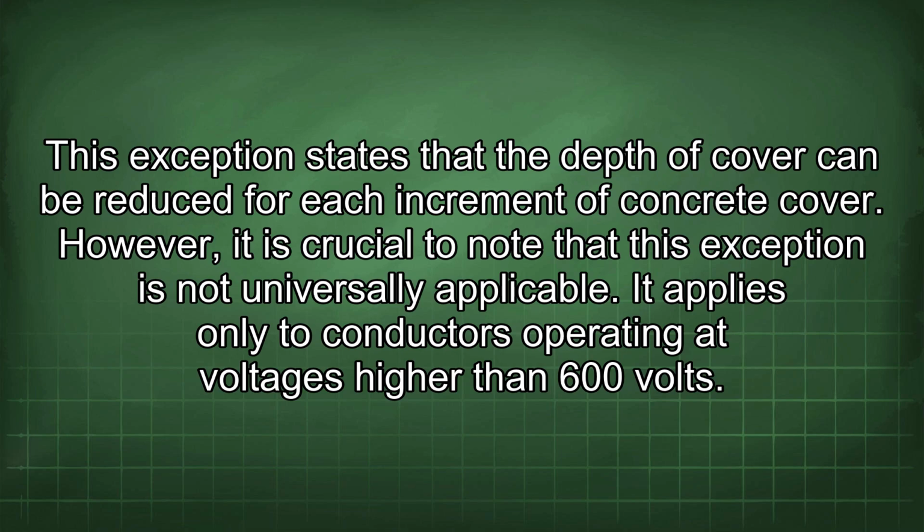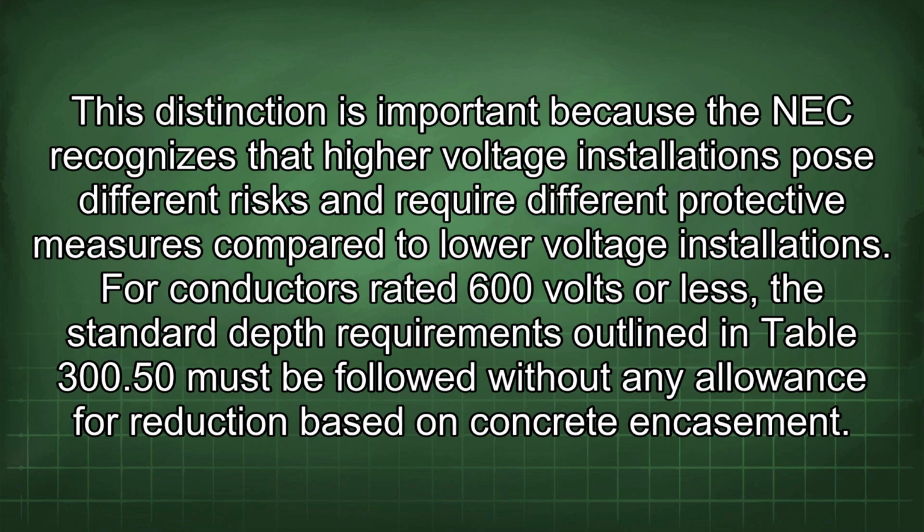This exception states that the depth of cover can be reduced for each increment of concrete cover. However, it is crucial to note that this exception is not universally applicable. It applies only to conductors operating at voltages higher than 600 volts. This distinction is important because the NEC recognizes that higher voltage installations pose different risks and require different protective measures compared to low voltage installations.